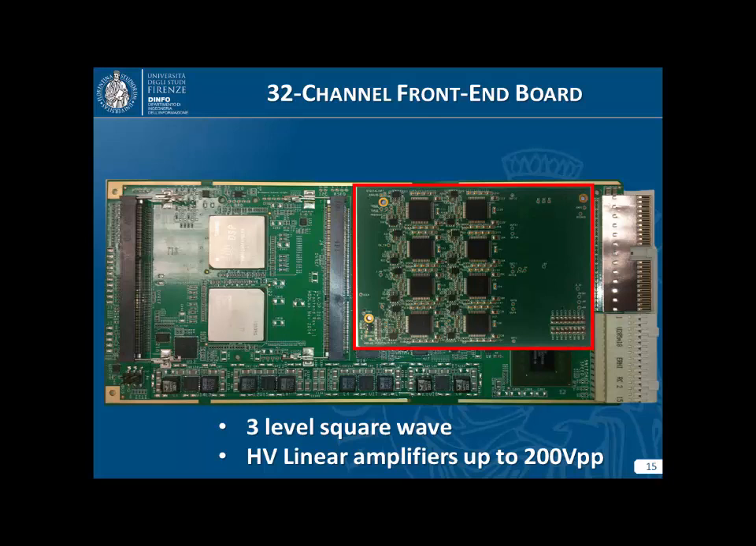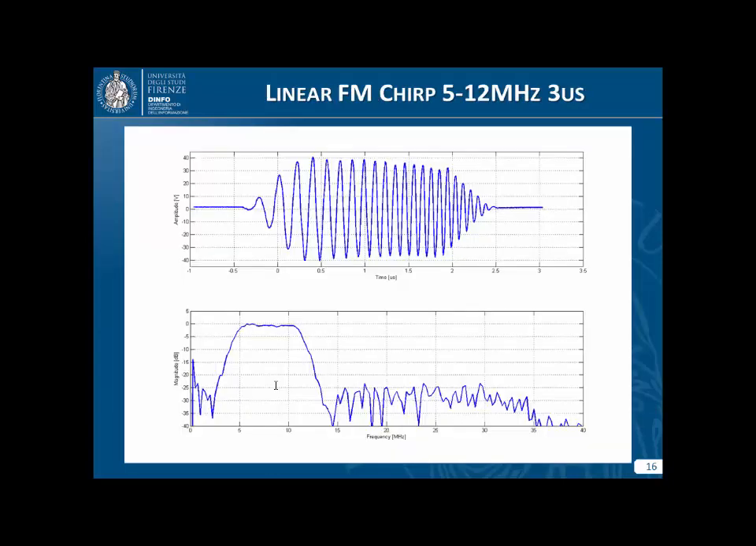And now I start to show you the results on that. So we start from the performances of the linear amplifier, and this is a test with the linear frequency modulated chirp, where we pulsed frequencies from 5 to 12 megahertz with Tukey tapering, and this is the time domain and frequency domain results. You can see the good flatness in band and low, acceptable distortion outside band. And the pulse amplitude was, in this case, 80 volts peak to peak.